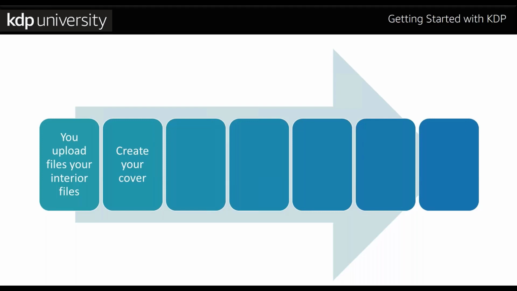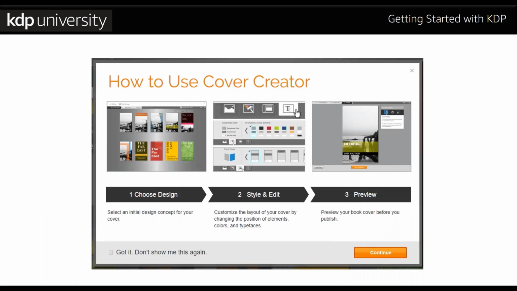After you upload your interior files, you can either upload your complete cover file, or if you don't have a cover for your book, you can use the KDP Cover Creator to make one based on an image you provide or a selection from our gallery of stock images. As we mentioned in the site tour, Cover Creator is part of the book's setup. You can customize your cover with a variety of layout and font options. So you could use this option if you don't have a cover.